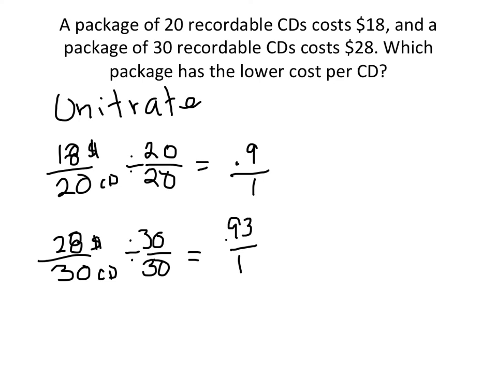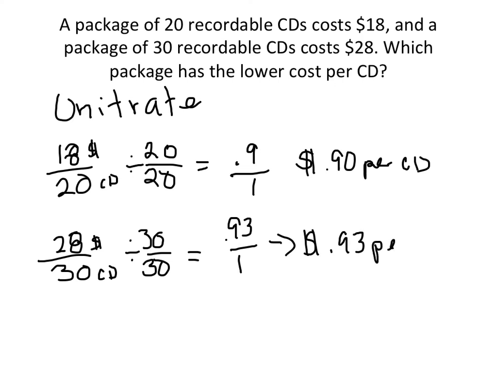0.93. Now we're able to compare them, but let's write them as we would in a shopping situation, or a real life situation. This would be 90 cents per CD, and this would be 93 cents per CD. So let's compare the two. It looks like the package of 20 CDs costs the least.